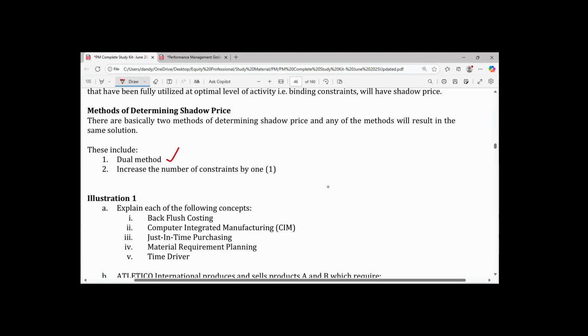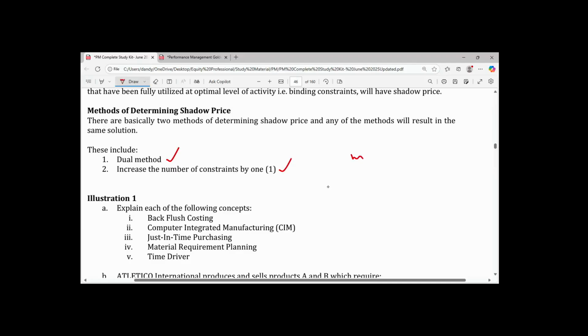The second method is increase the number of constraints by one. Again, you have about 5 procedures you are going to carry out in this one. The first step is to identify the equations that intercept at the optimal level of activity. Then step 2, increase the number of the first constraint by 1. Then step 3, you solve the equations using simultaneous equation.